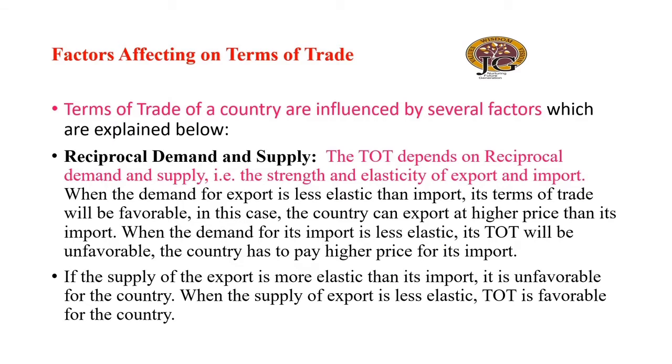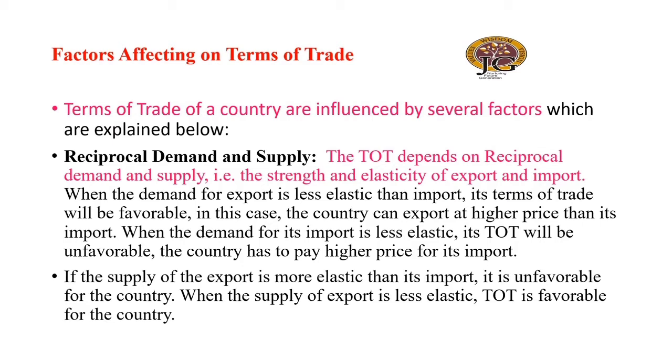Factors affecting terms of trade. There are some factors which affect terms of trade. The first is reciprocal demand and supply. The terms of trade depends on reciprocal demand and supply. What is meant by this? It means the strength and elasticity of export and import.